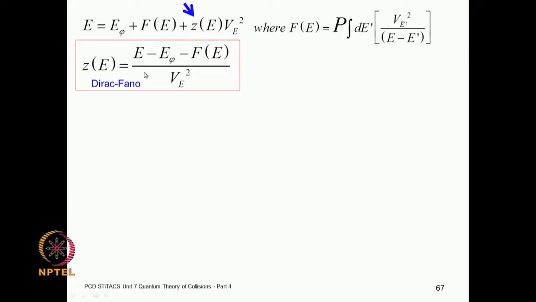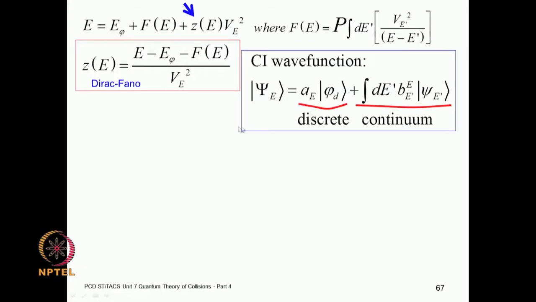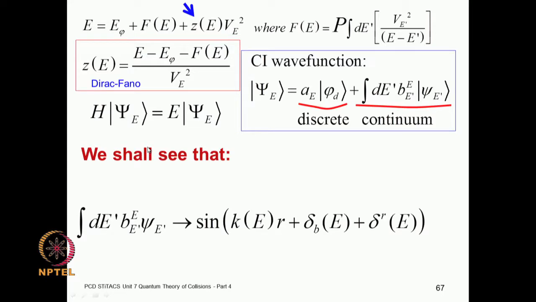So here the Z is given by the Dirac-Fano trick. The configuration interaction is this, as we know. So what we are going to see is that this particular state, which is in the continuum, will look very similar to a continuum state solution that we have worked with in scattering theory all along.